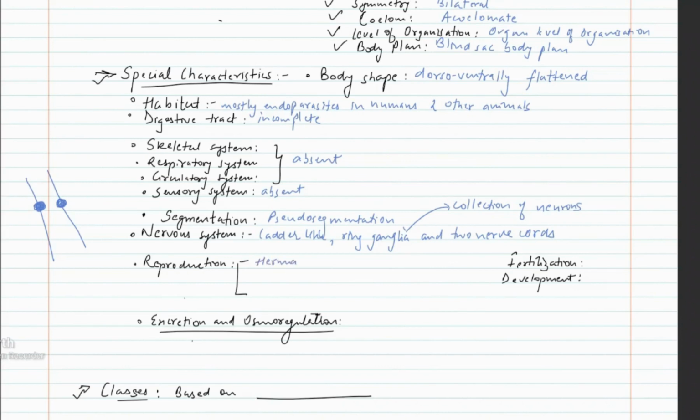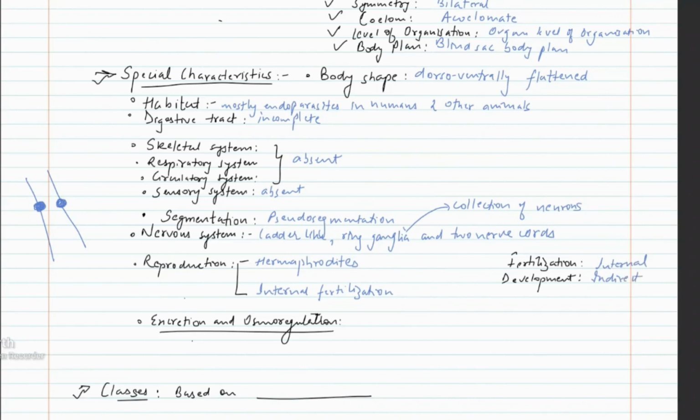Talking about reproduction, these organisms are mostly hermaphrodites. Being hermaphrodites, fertilization is mostly internal and development is indirect. That is, there are many larval stages which do not represent adults.